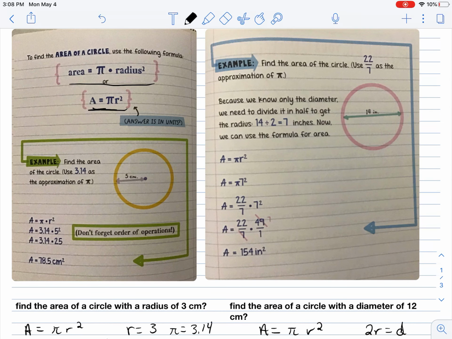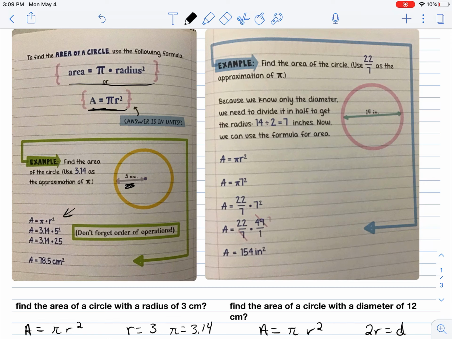So now, in this problem right here, it says find the area of the circle. It says use 3.14 for pi, and it shows that our radius is 5. So down here, we've got our equation, and now we're just substituting the values we know into the equation. We know pi is 3.14. We know r is 5. So area equals 3.14 times 5 squared.